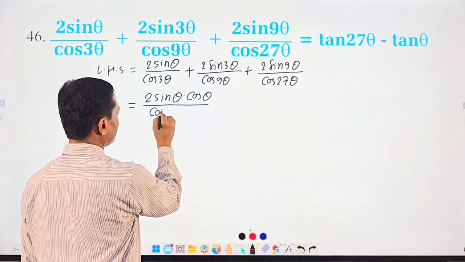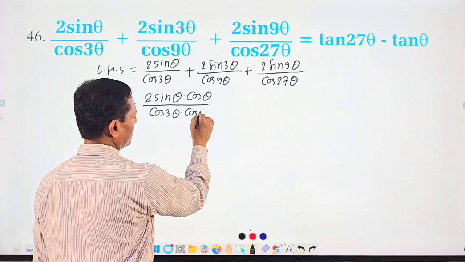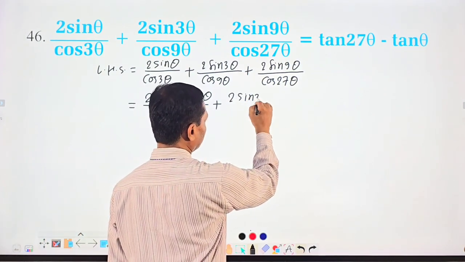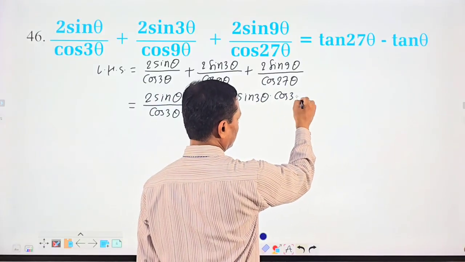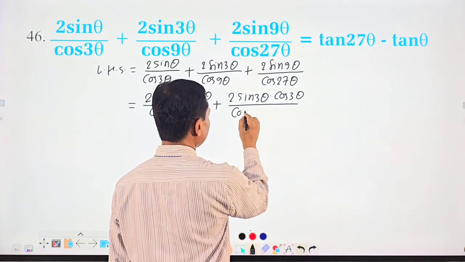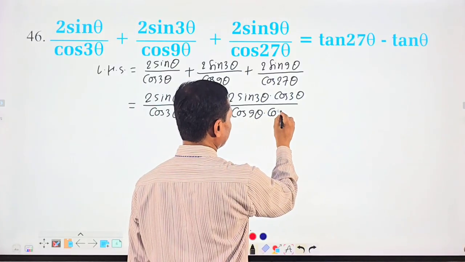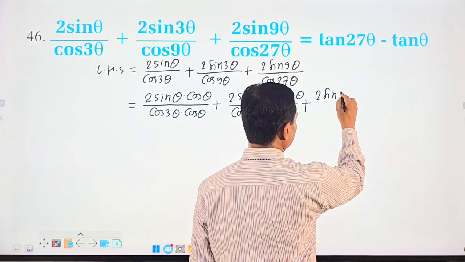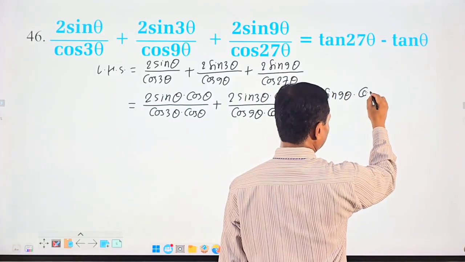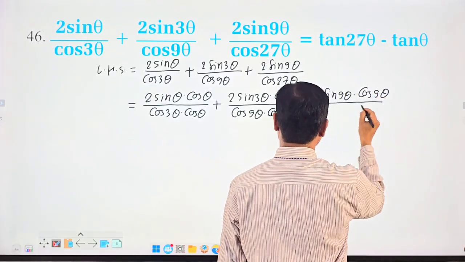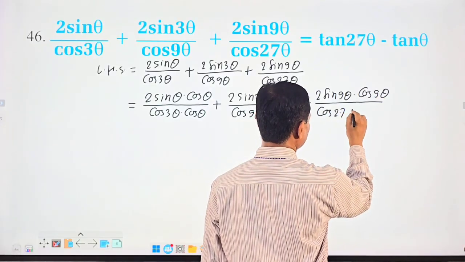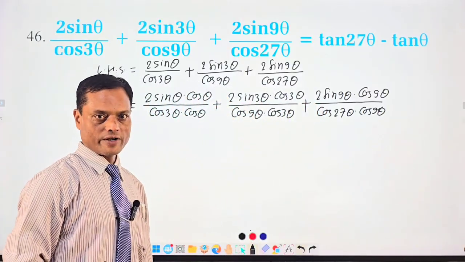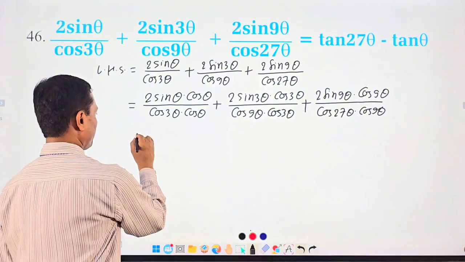Here is cos 3 theta dot cos theta, correct? Here 2 sin 3 theta into cos 3 theta over cos 9 theta dot cos 3 theta. Clearly, here 2 sin 9 theta dot cos 9 theta over cos 27 theta dot cos 9 theta. So we are going to multiply the numerator and the denominator accordingly.